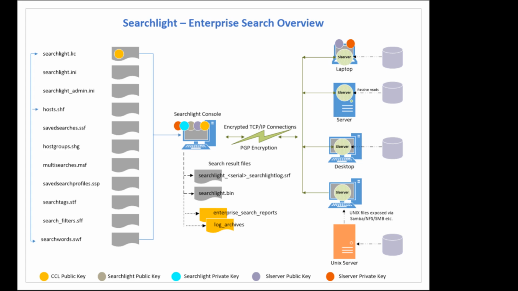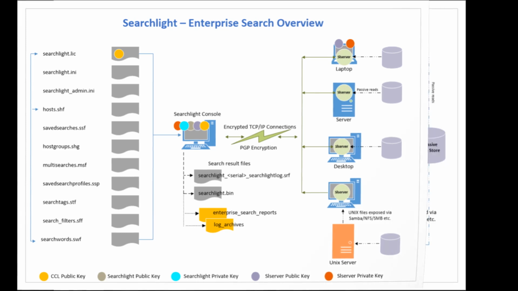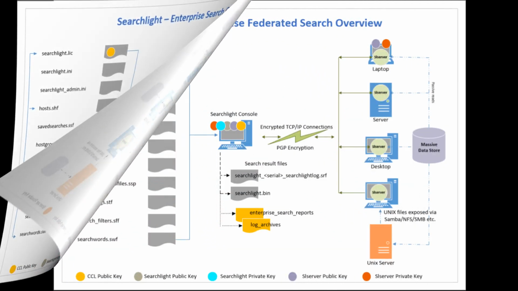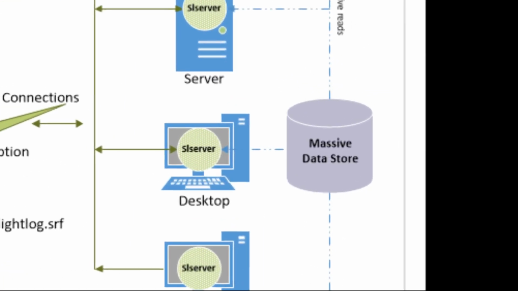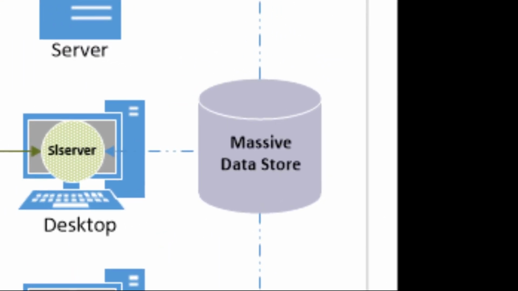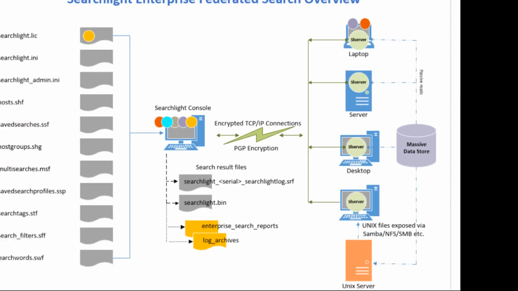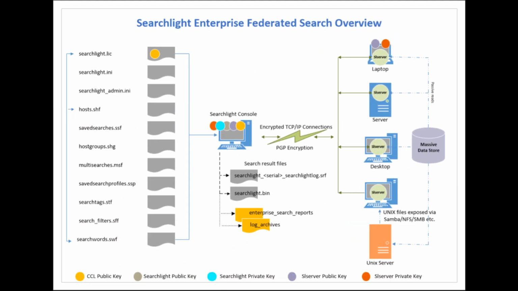So, now let's look at an overview of Searchlight's federated search. As you can see, this diagram is very similar to the previous diagram that showed Searchlight's enterprise search. However, there is a very subtle difference that I will now explain. The important difference is that each of the remote SL servers are mapped to the same massive data store. This means that all of the remote SL servers can be utilized to search the same massive data store.